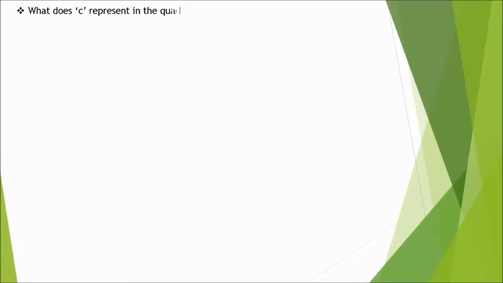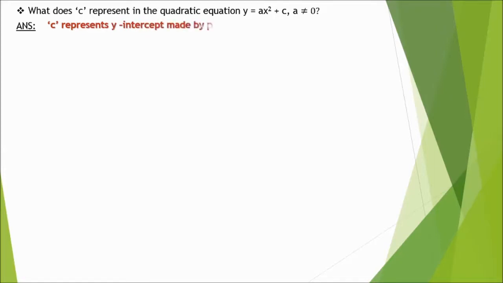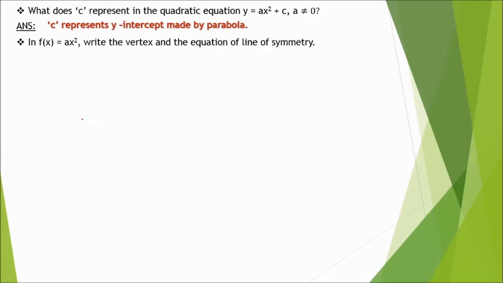What does C represent in the quadratic equation ax square plus c? C represents the y-intercept made by the parabola. Now in f(x) equal to ax square, don't get confused, f(x) is always equal to y. We have read it in functions.